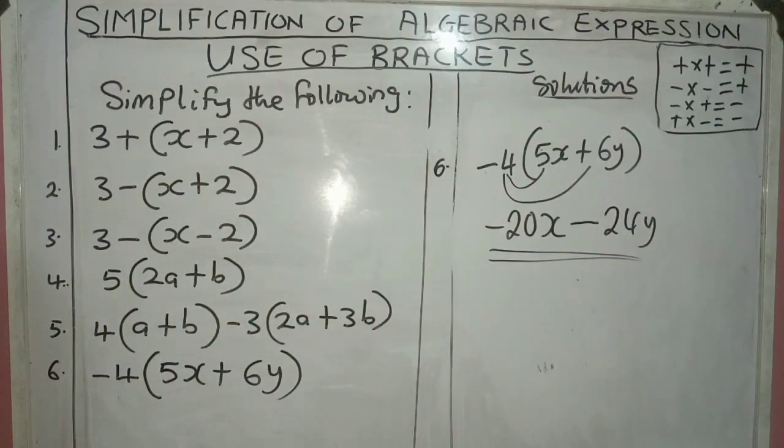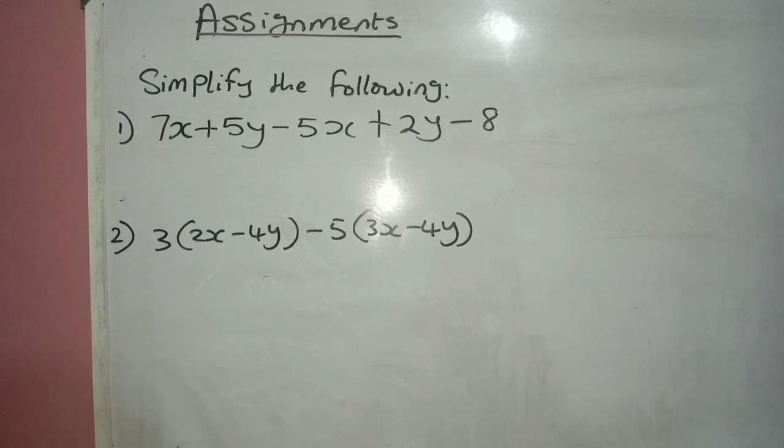Now you take your assignment. These are your assignments. Simplify the following. Number 1, you have 7x plus 5y minus 5x plus 2y minus 8. Then number 2, you have 3 bracket 2x minus 4y bracket close minus 5 bracket 3x minus 4y bracket close. So these are the two questions you have to attempt in your rough book.